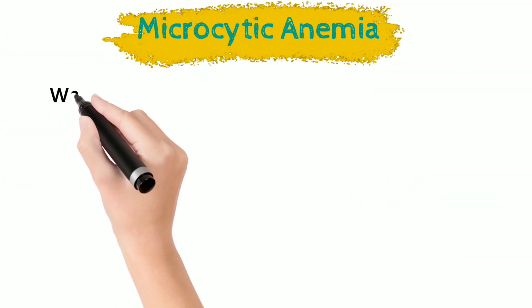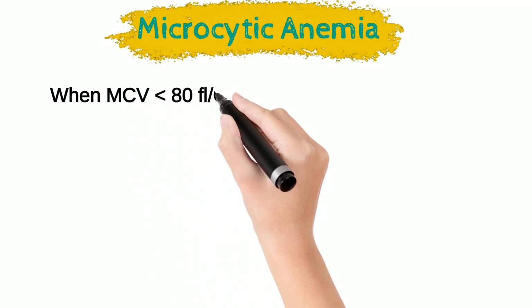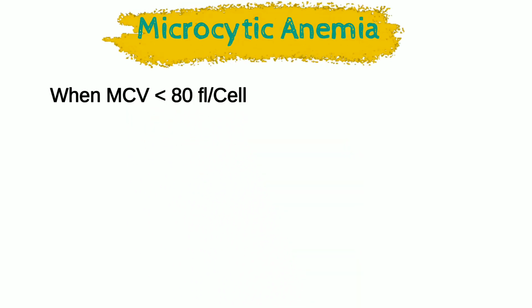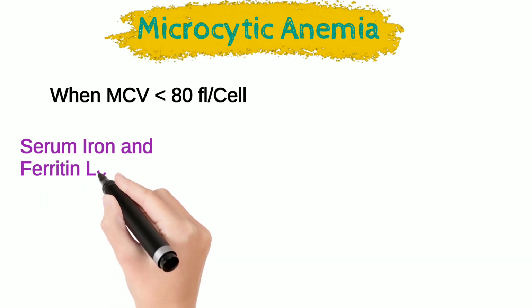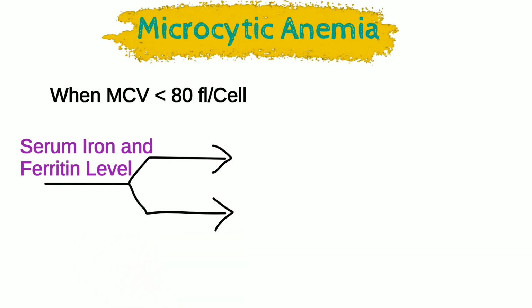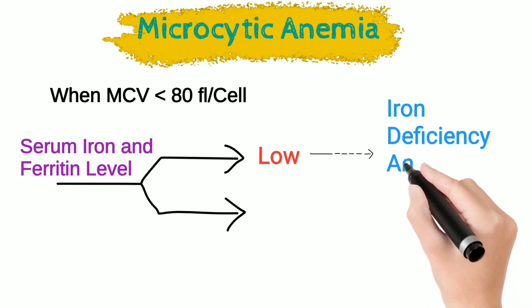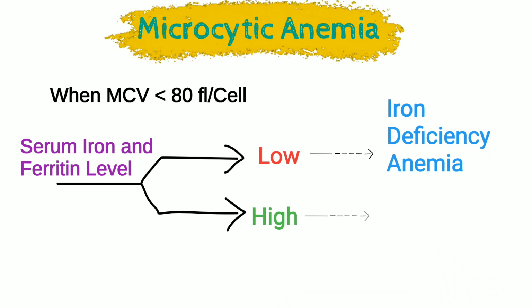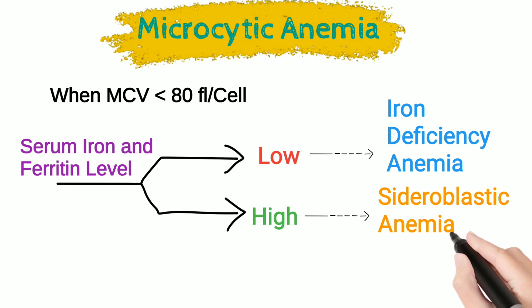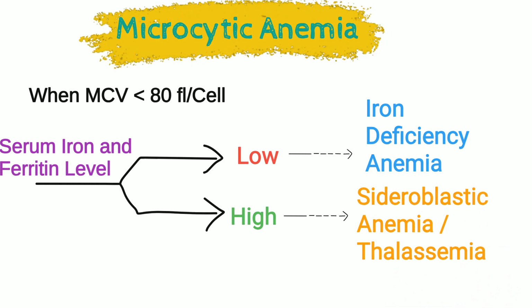Microcytic anemia is defined when the MCV value is less than 80 femtoliter per cell. It can be classified by measuring the serum iron or ferritin level. If the measurement is low, it will be iron deficiency anemia. But if the level of serum iron or ferritin is high, then it is sideroblastic anemia or thalassemia.